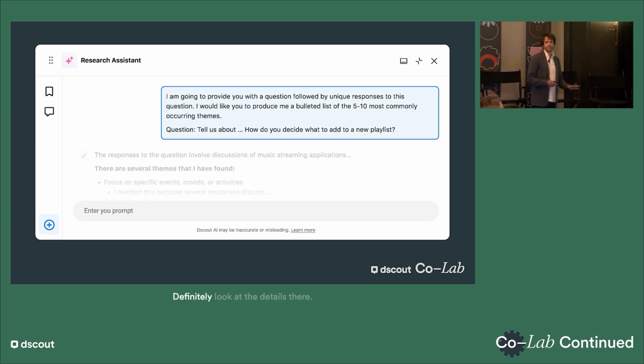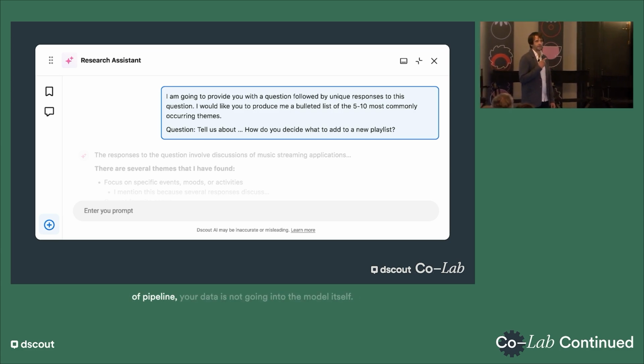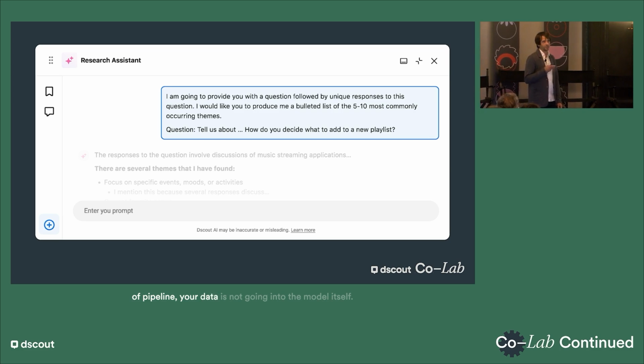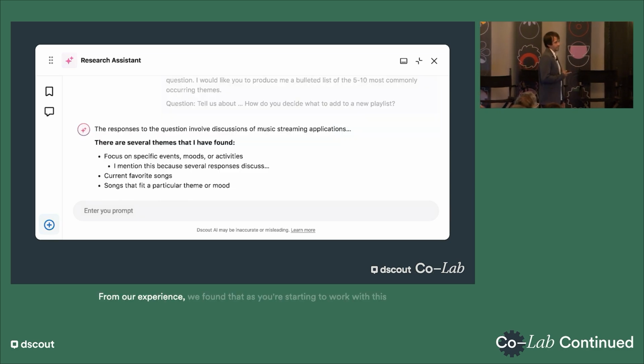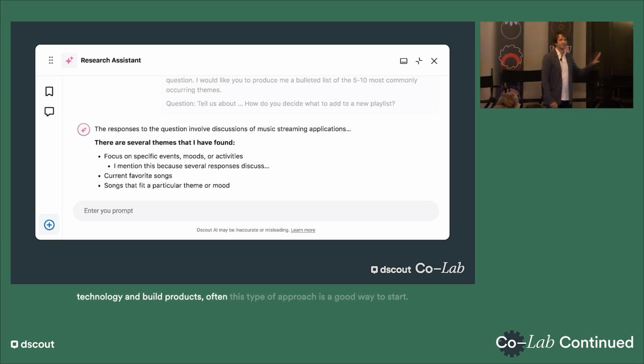So definitely look at the details there. But I want you all to definitely take away today that when you're using data in this way, and if you have that type of pipeline, your data is not going into the model itself. From our experience, we found that as you're starting to work with this technology and build products, often this type of approach is a good way to start.